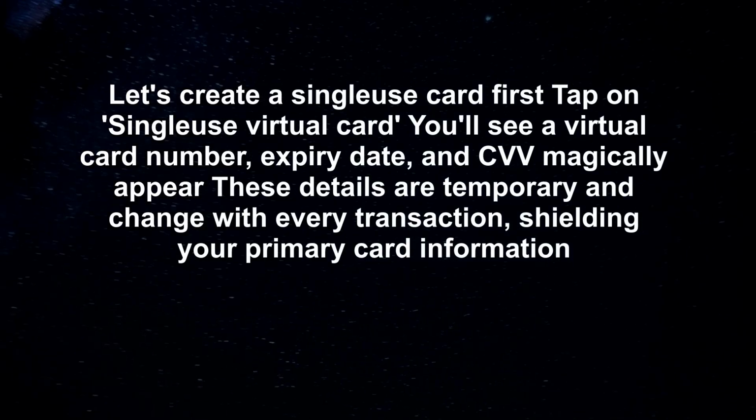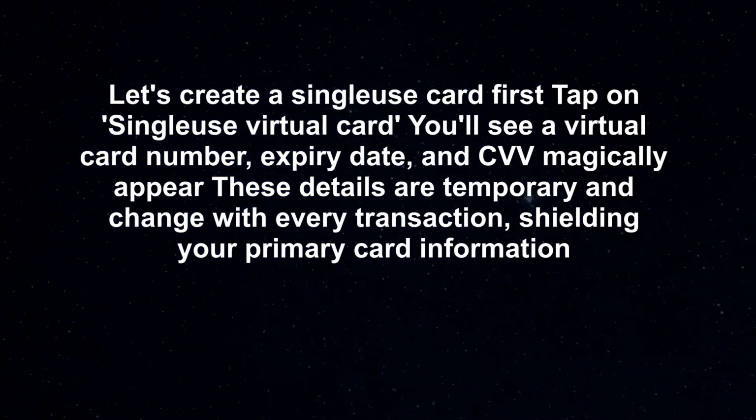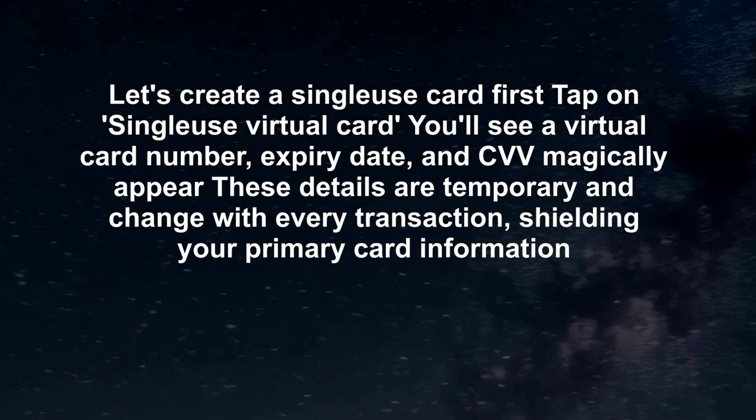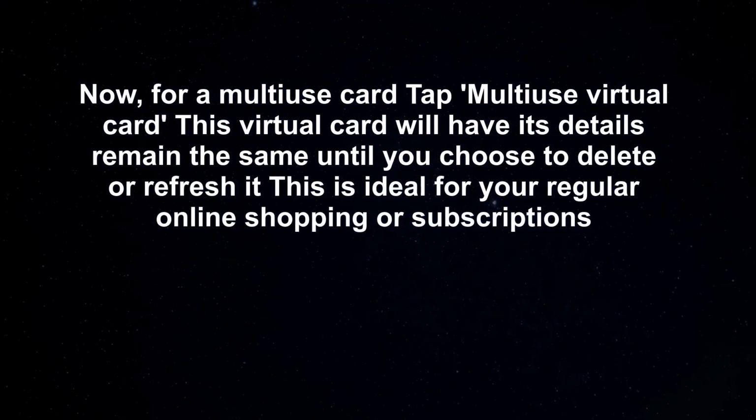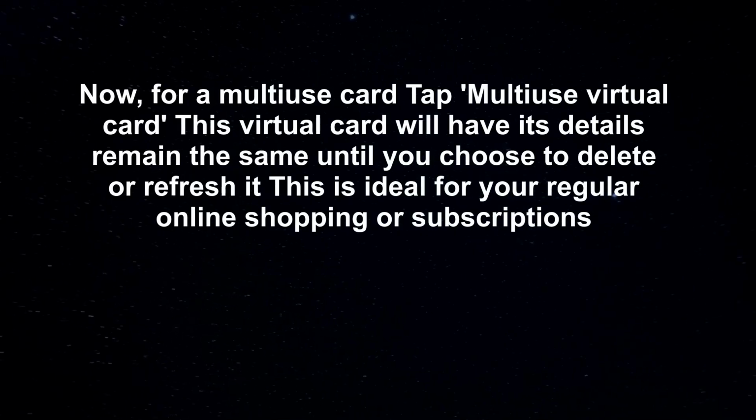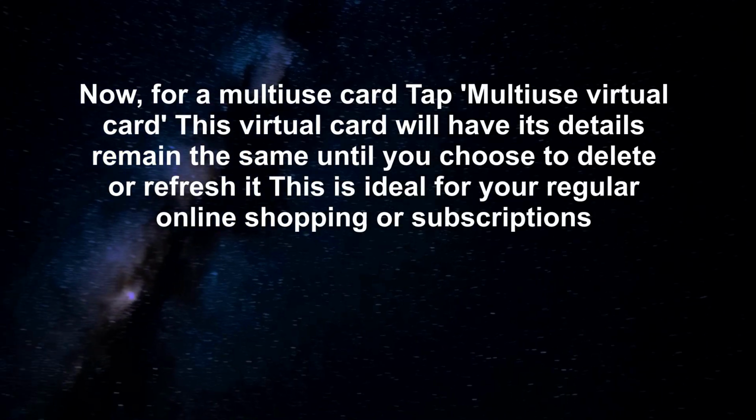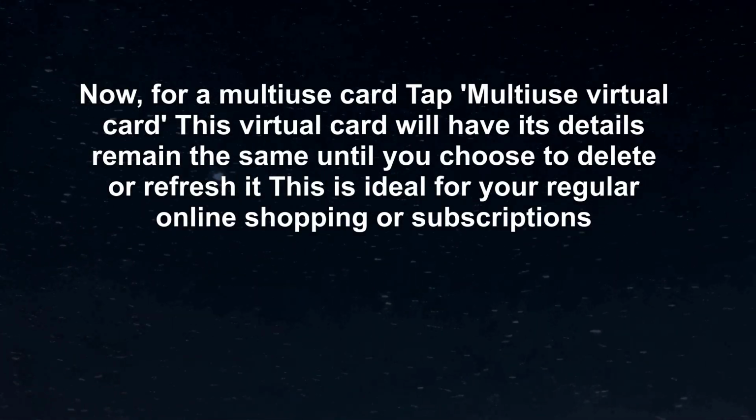You'll see a virtual card number, expiry date, and CVV magically appear. These details are temporary and change with every transaction, shielding your primary card information. Now, for a multi-use card, tap multi-use virtual card. This virtual card will have its details remain the same until you choose to delete or refresh it. This is ideal for your regular online shopping or subscriptions.